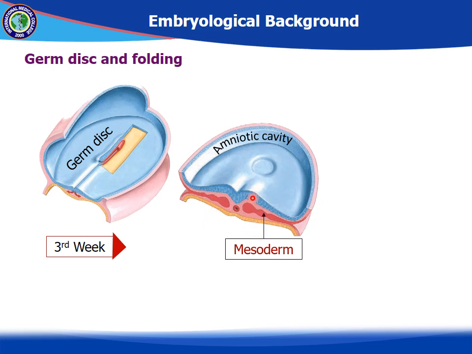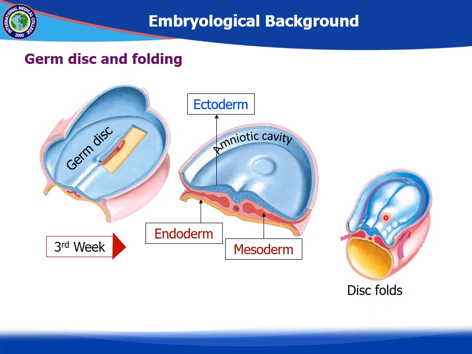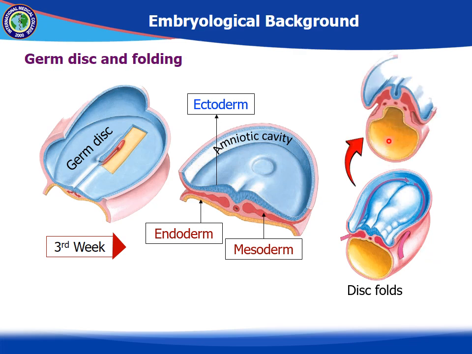So this third layer continues to form. This is mesoderm, and on the amniotic side this is ectoderm, and this one is the endoderm. This third layer is formed by gastrulation, and the process continues. The disc starts folding, so this folding is towards the yolk sac cavity, and the folding continues side by side as well as in the proximal and distal parts also.